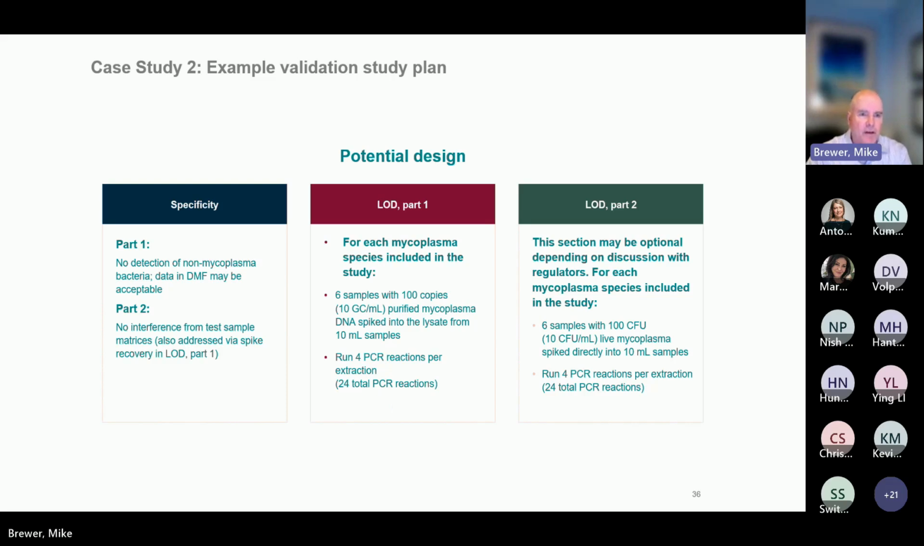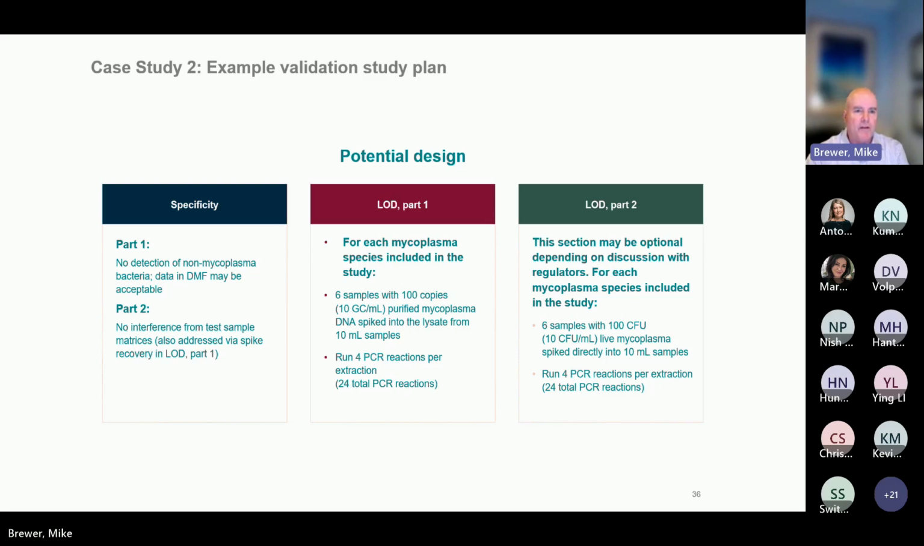Now I'll go into the example validation study plan. As I said earlier, we're covering two aspects per ICH Q2: specificity, which in part one is no detection of non-Mycoplasma bacteria. This data is contained in a drug master file that we have in place with both CBER and CDER, as well as Health Canada. Second is no interference from the test sample matrices, and that's really addressed in your spike recovery at LOD.